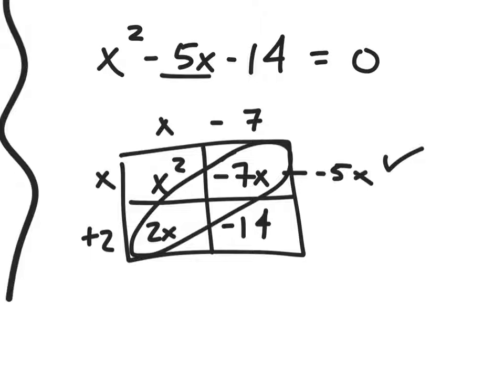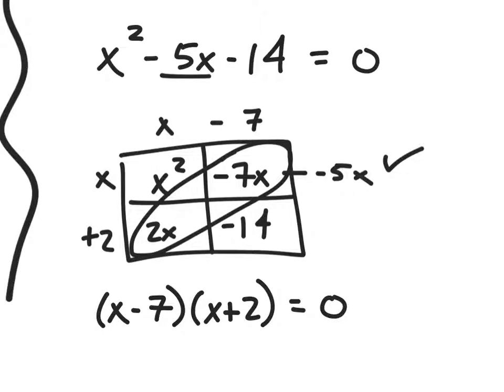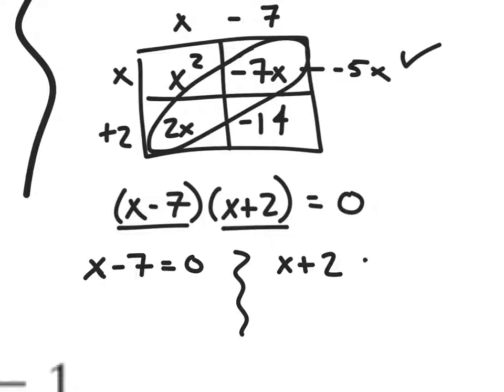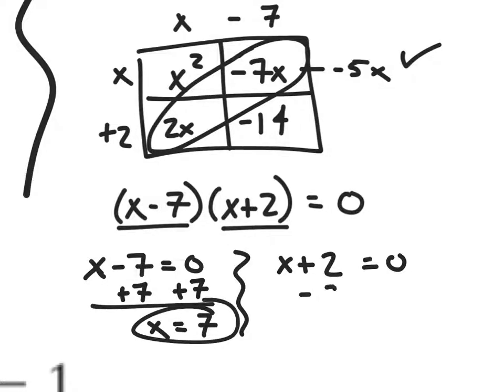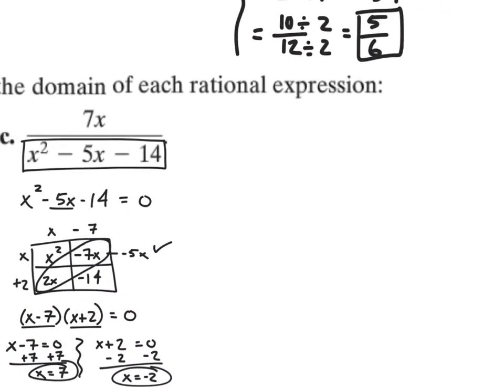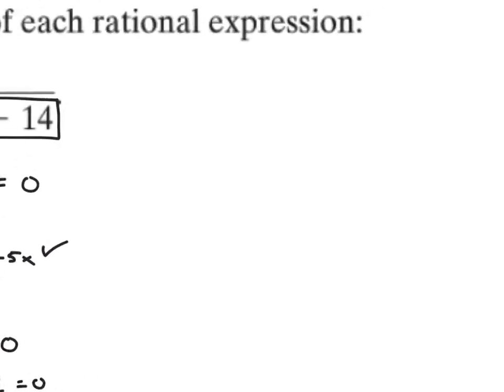Now, once I have factored this, I write this as x minus 7 times x plus 2 is equal to 0. All right, and I'm going to set each of these factors equal to 0. So I get x minus 7 equals 0, and I get x plus 2 is equal to 0. So I solve for x on each of these. Add 7 to both sides, I get x is equal to 7. Here I'm going to subtract 2 from both sides, and I get x is equal to -2. Okay, these are the values that make my denominator 0. So what is that? -2 and +7.